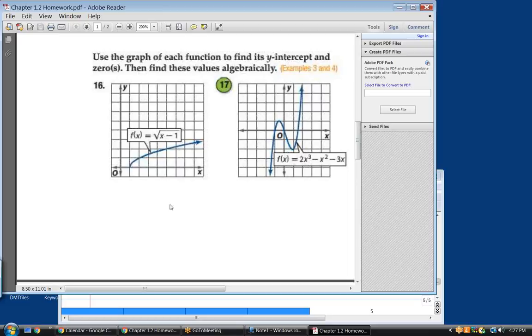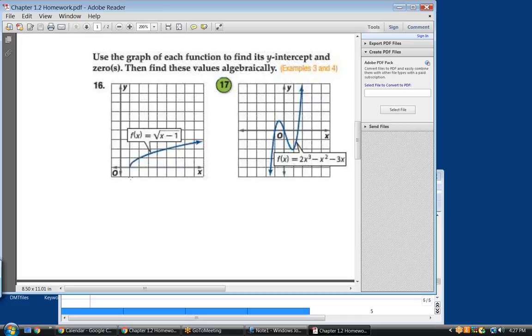Okay, number 16. What's the y-intercept? What is going on right here? Is that an open dot? Is that a closed dot? Is that a vertical asymptote?